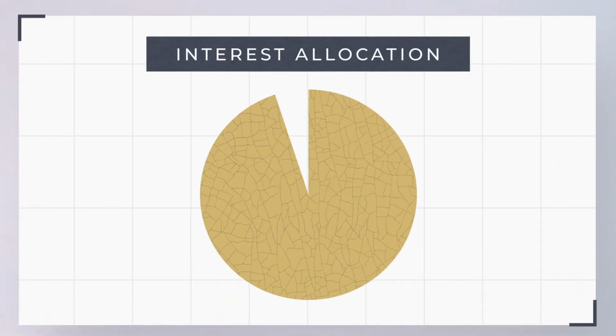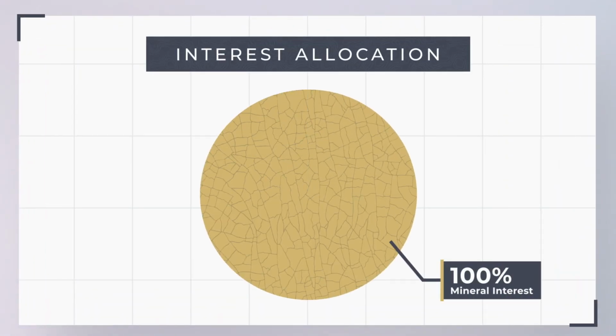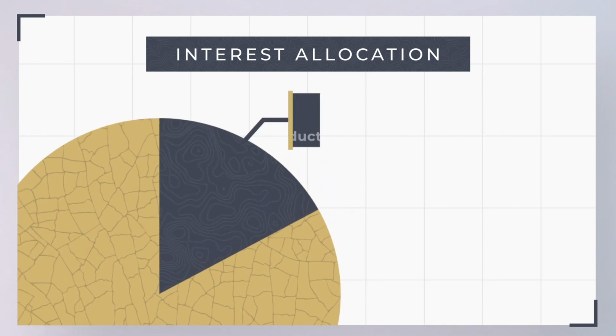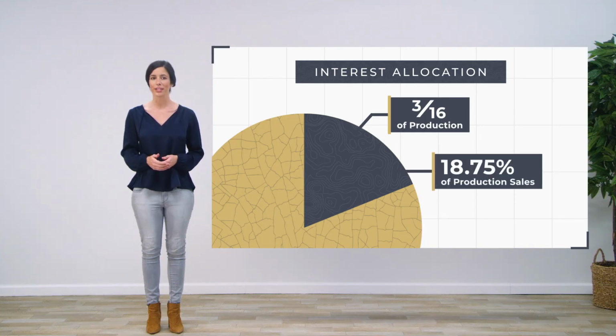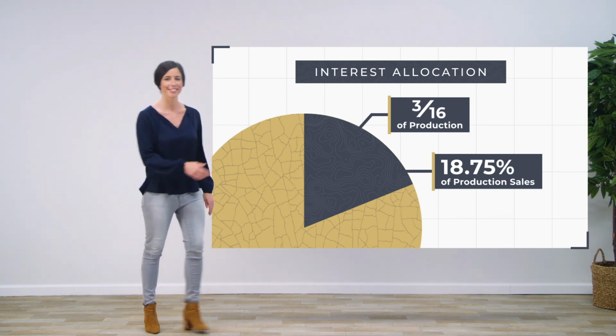Now it's time for Blue Sky Oil to slice up the pie and calculate interest. Let's say, for a simple example, you own 100% mineral interest for a full section. That's 640 acres. Your lease agreement states that you will receive 3/16 percentage shares of production. That means your royalty is 18.75% share of sales.